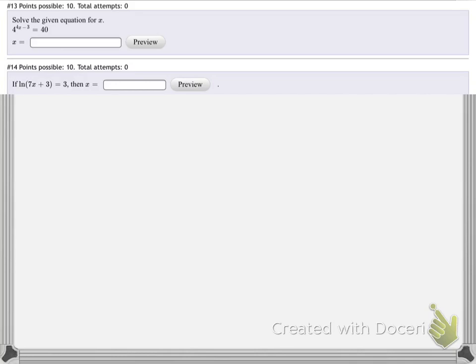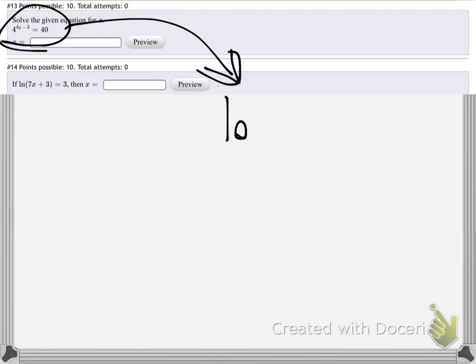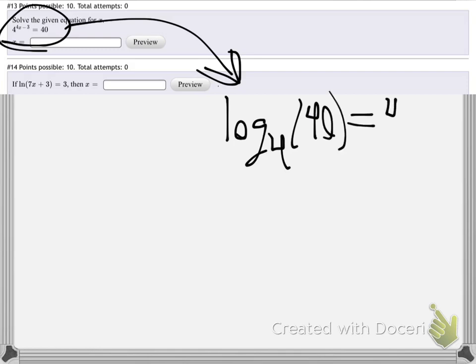More stuff with solving for weird exponential things. If I saw 4 to the 4x minus 3 equals 40, I might suggest that one we could try out in logarithmic form as well. So that would be log base 4 of 40 equals 4x minus 3, because that's the exponent part.